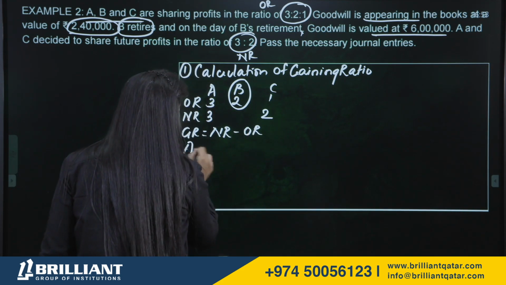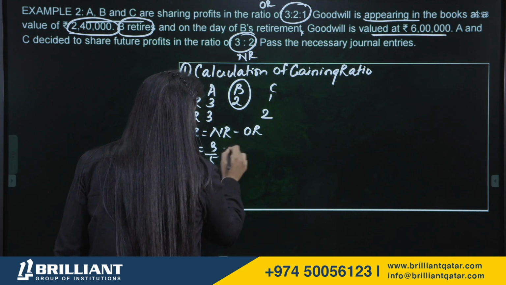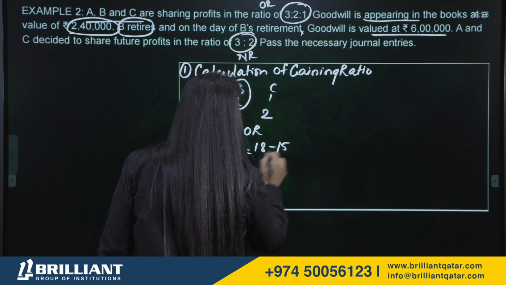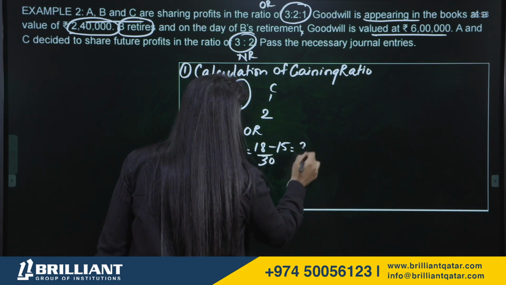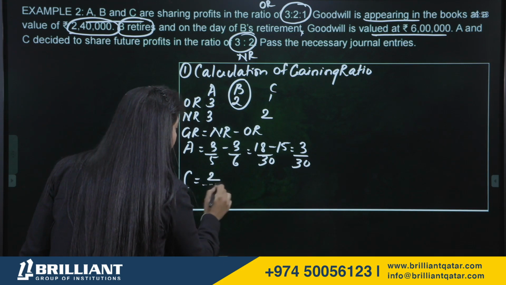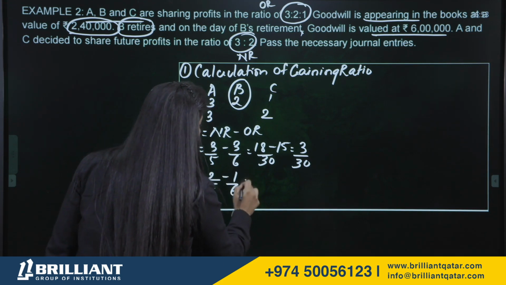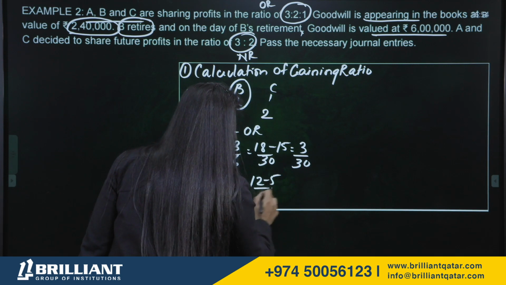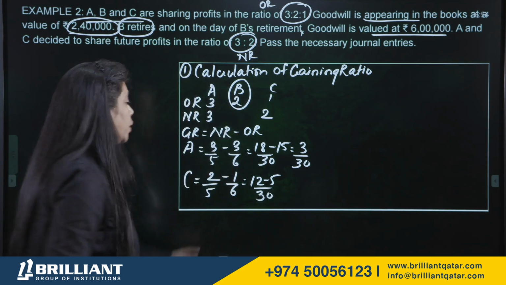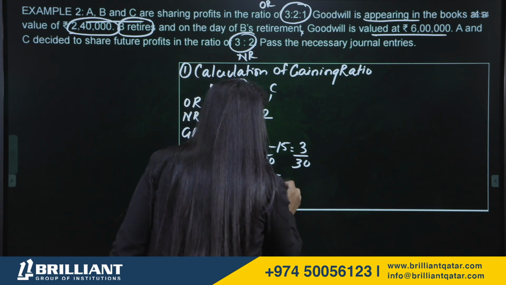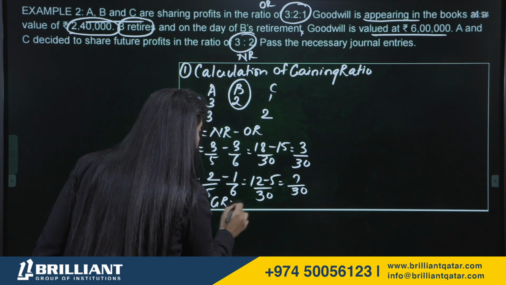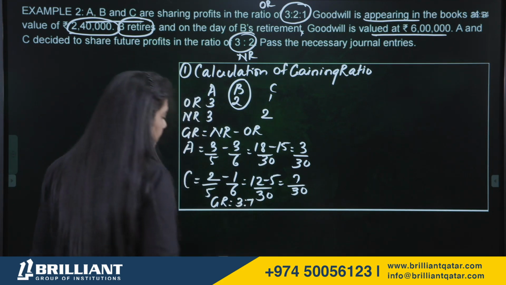So in that case for A, it is 3/5 minus 3/6, which is 18 minus 15 upon 30, which is equal to 3/30. In case of C, it is 2/5 minus 1/6, which is 12 minus 5 upon 30. How did I get 12? 6 into 2 is 12, cross multiply, and 5 into 1 is 5. And the LCM is 30, so it's 7/30. So the gaining ratio that you have is 3:7.